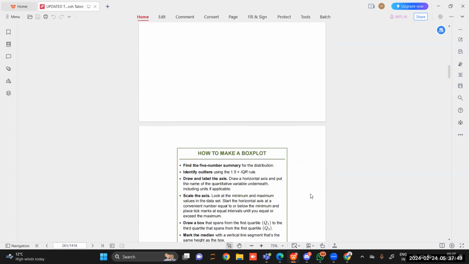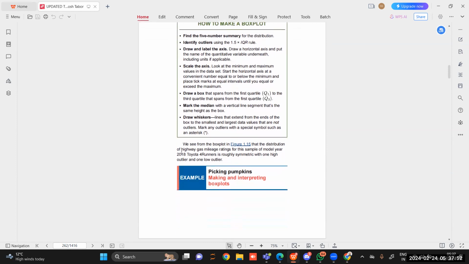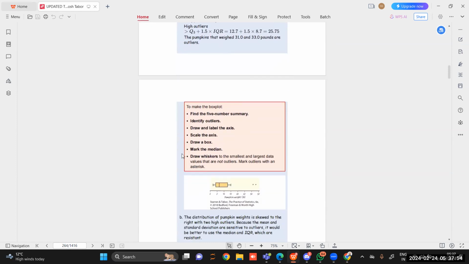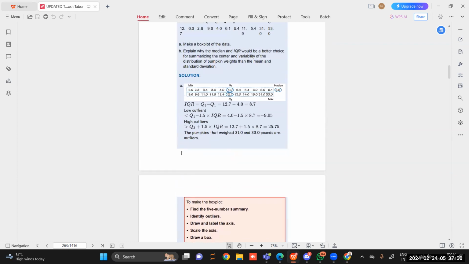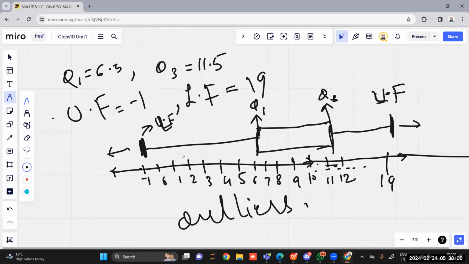So this is how to plot a five number summary, how to plot a box plot. Next, shall we discuss this example? One more thing I left.